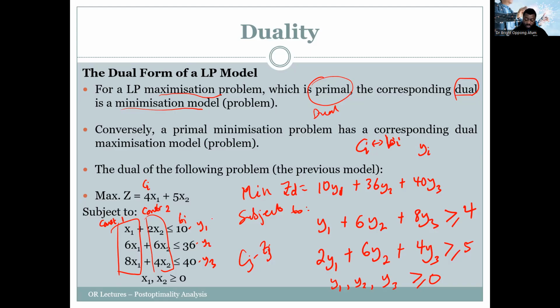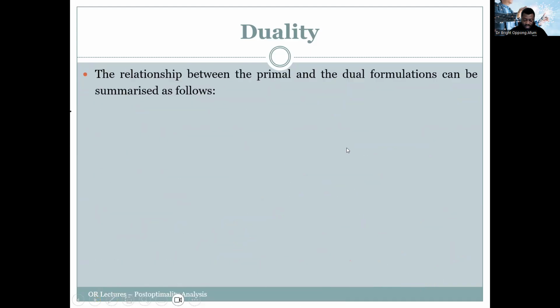So this is the same problem we're looking at, and that one was for labor, this one was for material, and we also have this for storage. All right, so that is the duality. So let's interpret the duality.